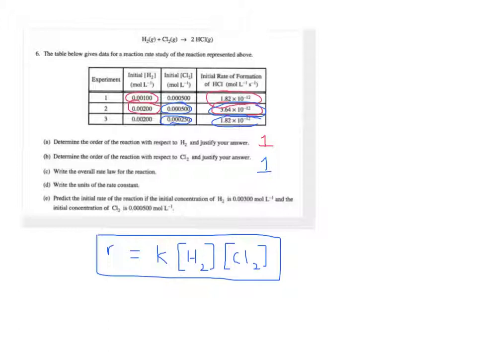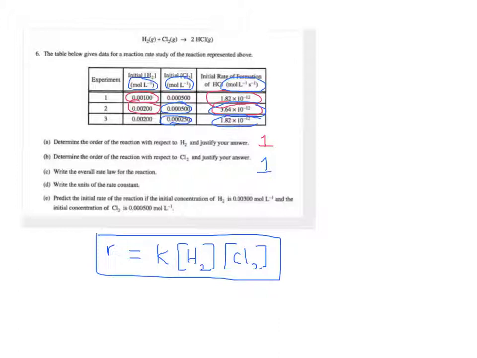Part D asks us to write the units of the rate constant. We can also use the table to help us. Just from looking at the table, we see that the units for the rate of the reaction are given in moles over liters over seconds, and the concentrations are given in moles over liters for both H2 and Cl2. So let's just plug the units into the overall rate law equation that we've come up with.